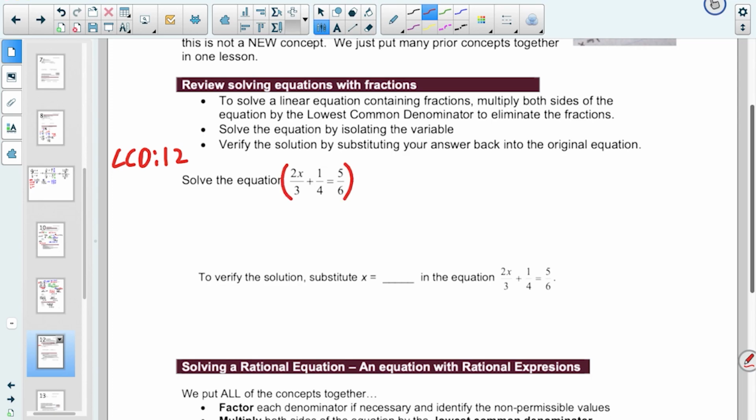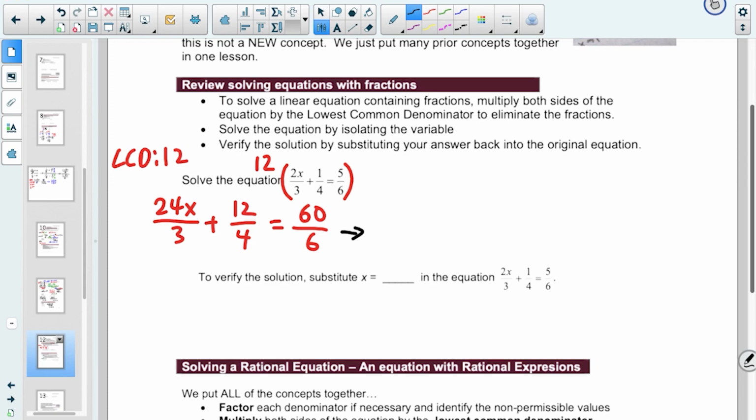So what's going to happen is I can multiply both sides by 12. So that means I have 12 times 2x over 3. So that gives me 24x over 3. Now I have 12 times 1 over 4, which is 12 over 4. And then I have 12 times 5 over 6. So 12 times 5 gives me 60, and I have 60 over 6.